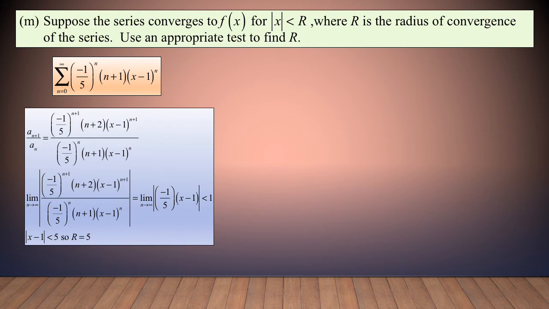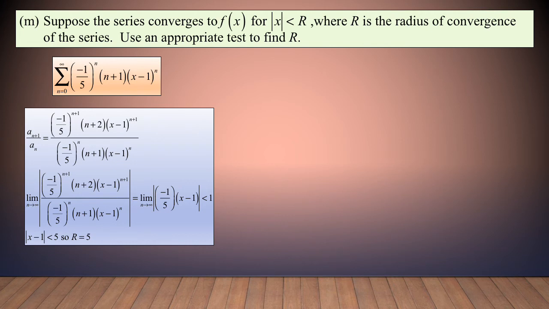We will use the ratio test, looking at a sub n plus 1 over a sub n, where a represents a term. So the n plus first term is negative 1/5 raised to the n plus 1 times quantity n plus 2 times quantity x minus 1 raised to the n plus 1. And we will put that all over the nth term, negative 1/5 raised to the n times quantity n plus 1 times quantity x minus 1 raised to the n.